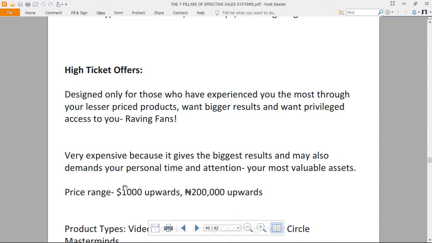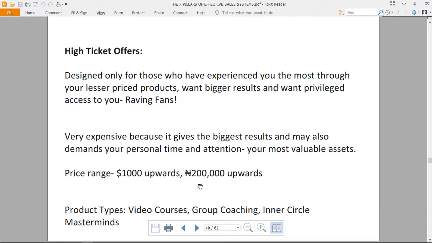Price range is from $1,000 upward. The funny thing is, some people might even still consider $1,000 to $5,000 to be mid ticket. But for high ticket, we're talking about $20,000, stuff like that. But I think from $1,000 upward, I would consider it a high ticket offer. Then if it's naira, probably 200k upwards, I consider that to be high ticket also.